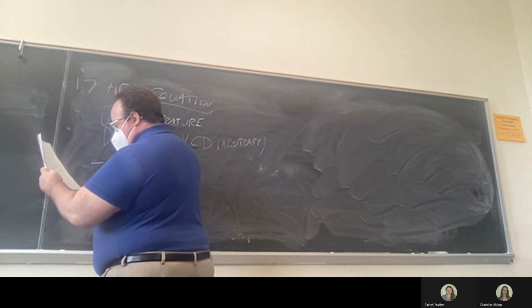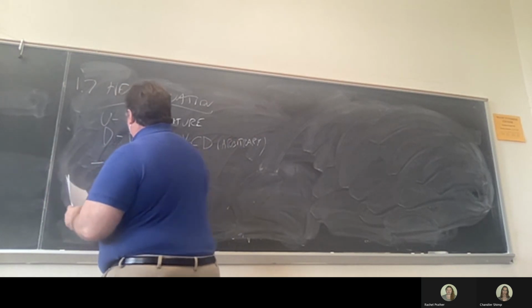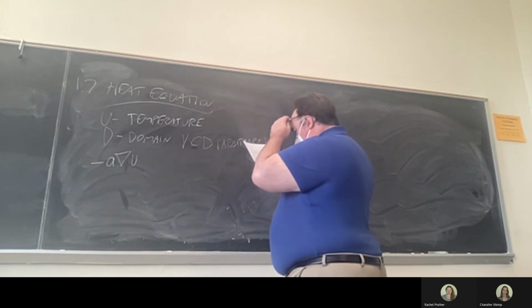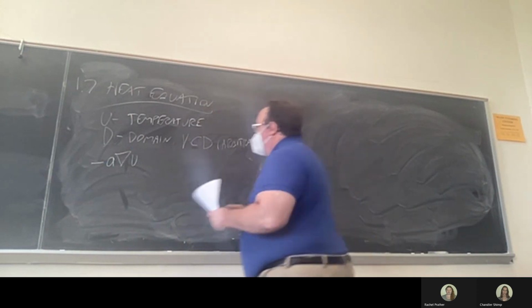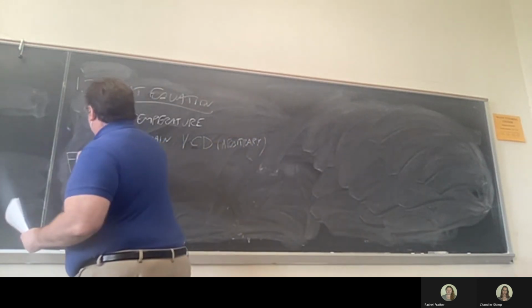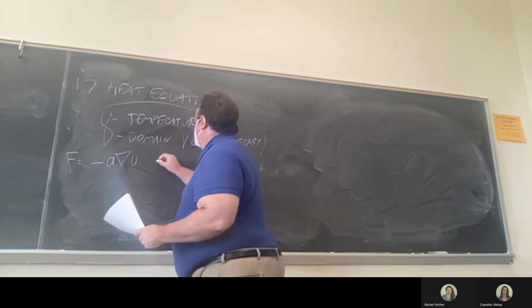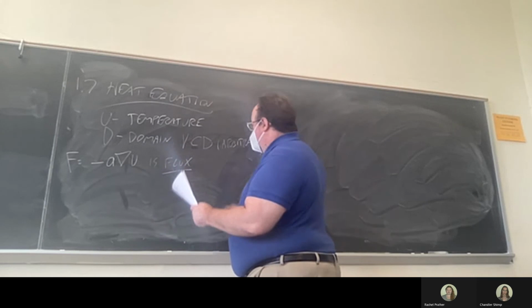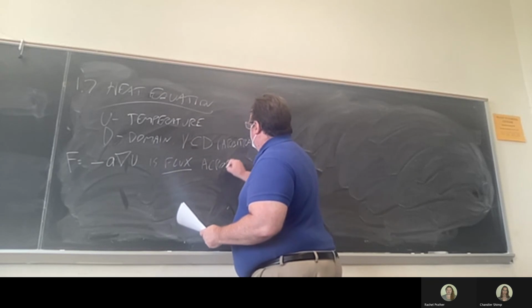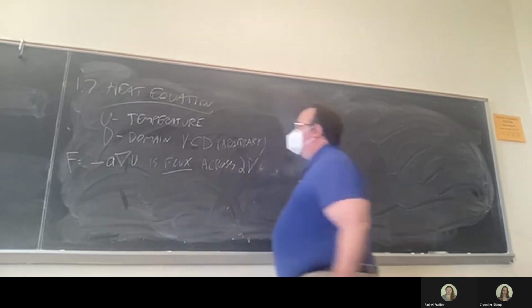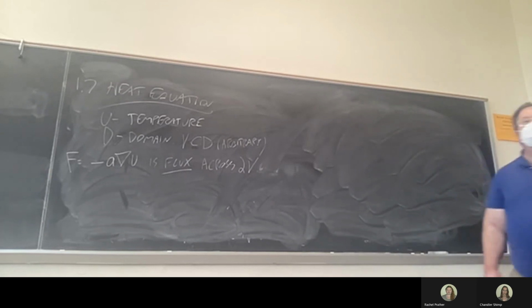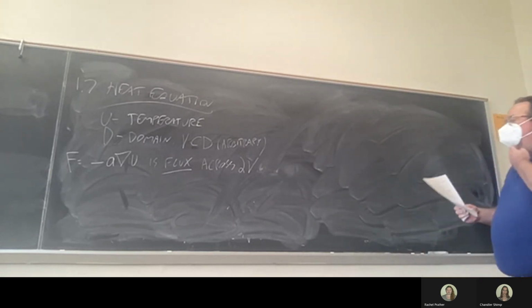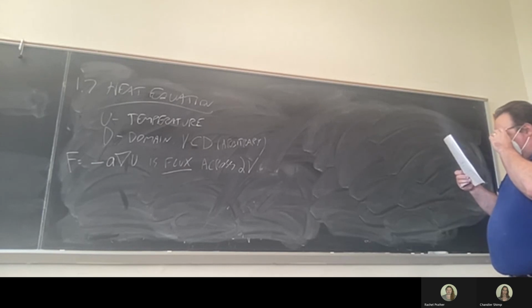So this expression here, minus A times the gradient of U, I'll label capital F, is the flux across the boundary of V. So this represents heat energy entering or leaving the subset V.